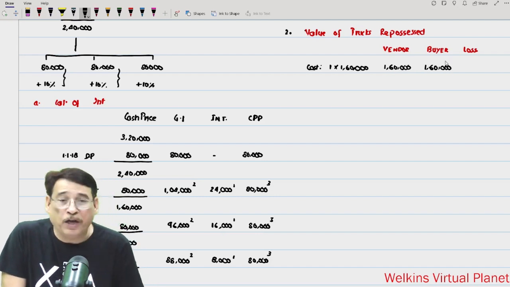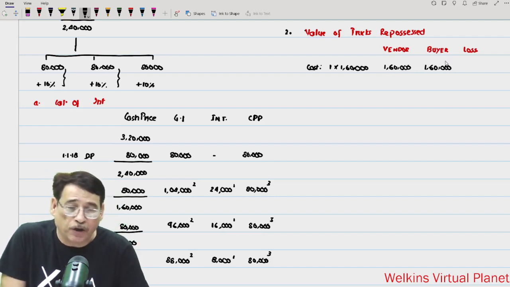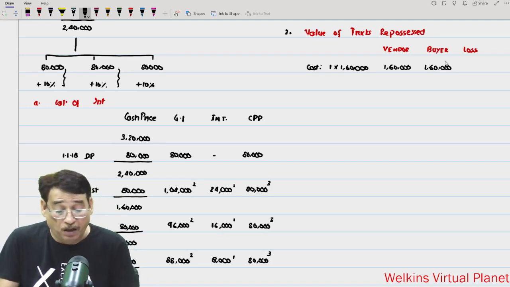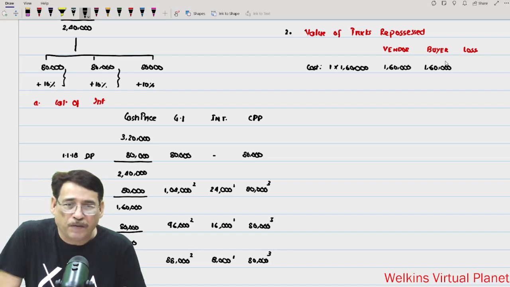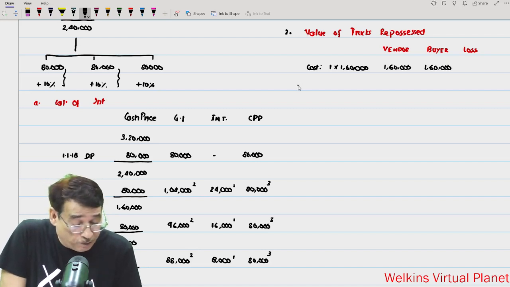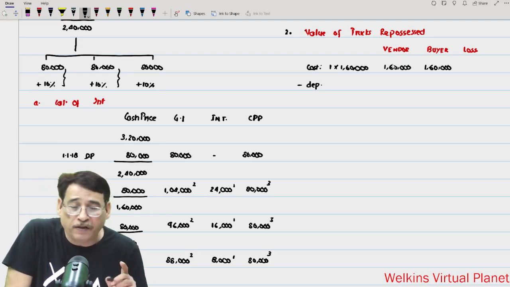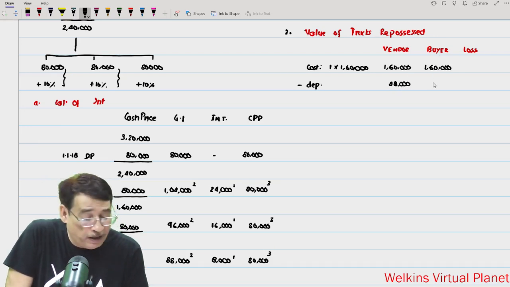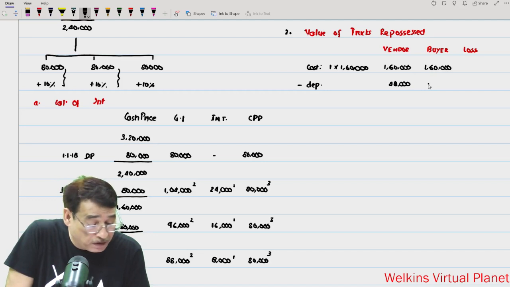Now you will compute depreciation for 3 years. Why? Because in this particular question, we have seen that default has been committed at the end of the third year. So first of all, I am going to write here depreciation. As far as depreciation of vendor is concerned, remember one thing, that is 30%. So you will write here 48,000. And as far as depreciation rate of buyer is concerned, that is 25%. So you are going to write here 40,000.